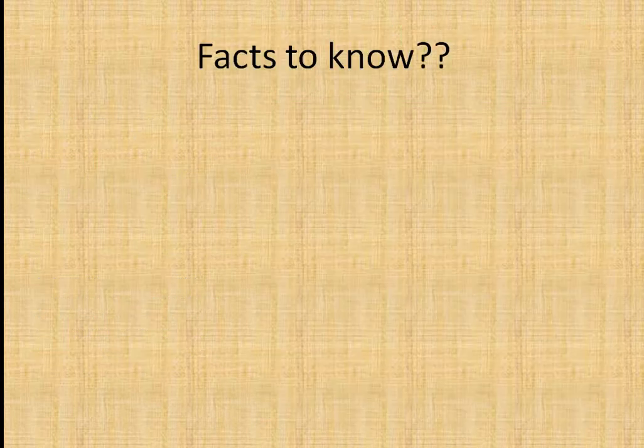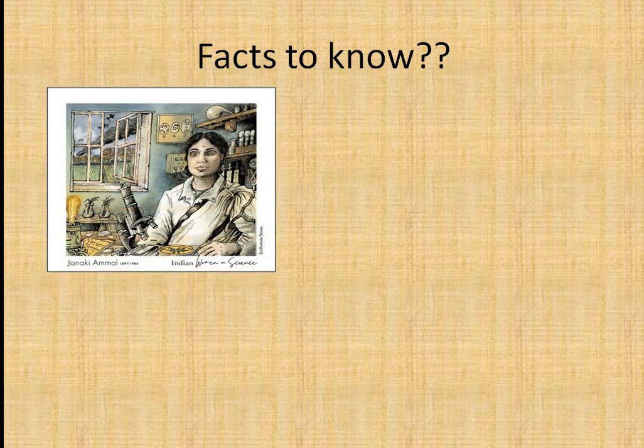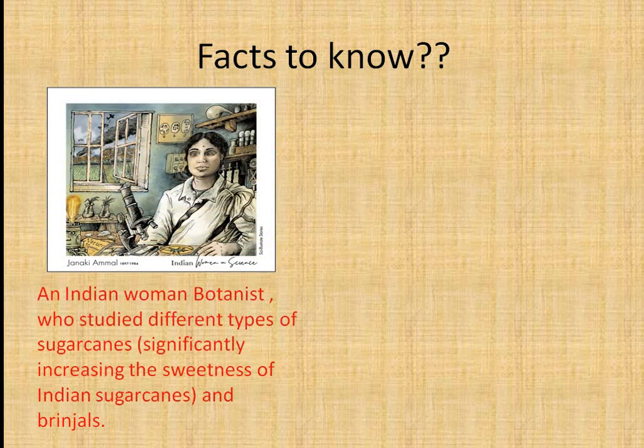Now next, two more facts we need to know. One is, just look at the picture here. This is Janki Ammal, and she is a famous botanist who studied different types of sugar canes. You have seen sugar cane, significantly increasing the sweetness of Indian sugar canes and brinjals. And what else do we need to know? Plants too need oxygen to stay alive. Isn't it amazing to know that?